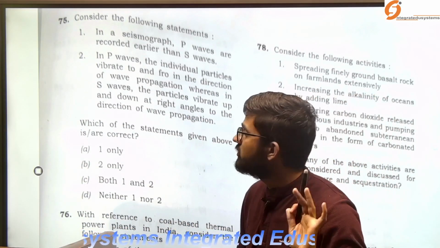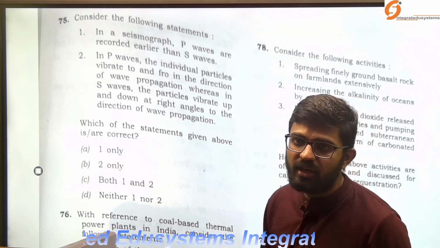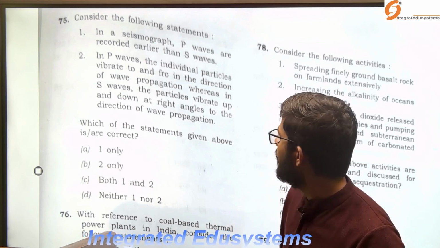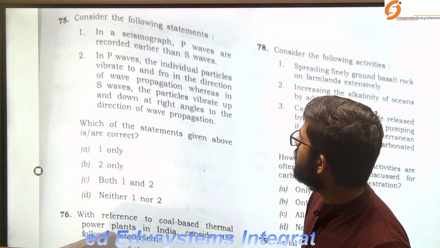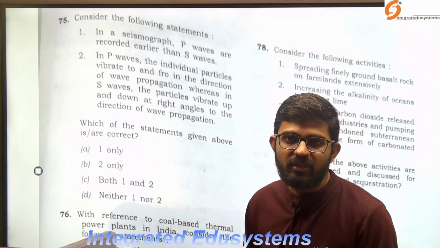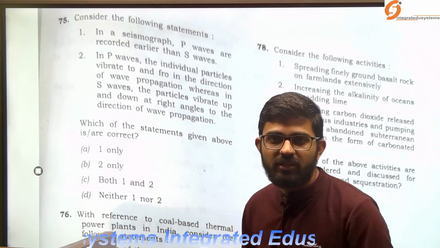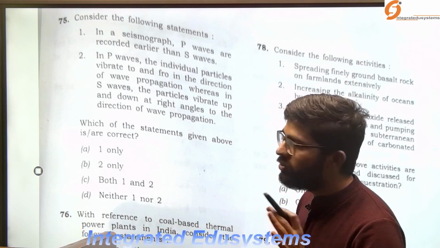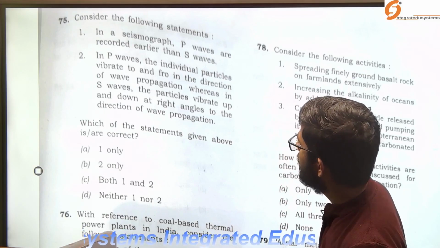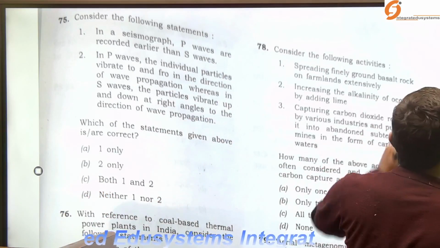Again, technical question, simple from NCERT. Consider the statement. In a seismograph, P waves are recorded earlier than S waves. इसके लिए प्राइमरी वेव्स है भाई. प्राइमरी है पहले आएगा, S है सेकेंडरी बाद में आएगा. In P waves, the individual particles vibrate to and fro in the direction of wave propagation, whereas in S waves particles vibrate up and down at right angles. See how the wave propagates also affects the timing that the wave takes in reaching the surface. So definitely it is right. To and fro leads to faster, that is the primary. So answer is C. Both 1 and 2 are correct.